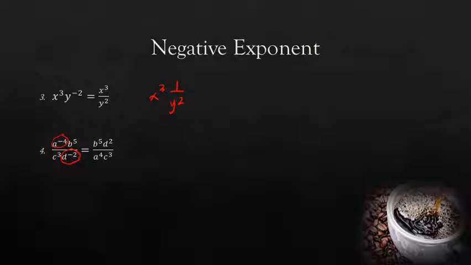So that is the shortcut of sorts. If you see a negative exponent, you can just transfer it. If it's in the numerator, then it will go to the denominator, and vice versa. If it's in the denominator, then it goes into the numerator.